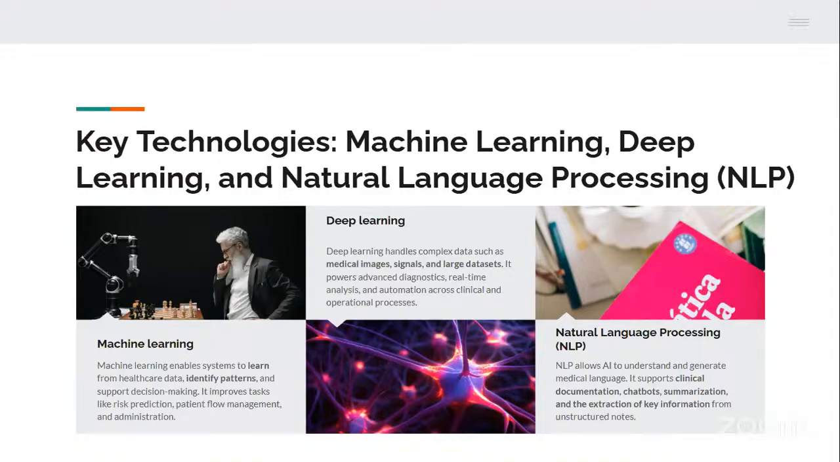Next is NLP. NLP, natural language processing, allows AI to understand and generate medical language. It can support chatbots, or summarize and extract key information from doctors' notes, and then explain it to patients in human-readable words, not medical terms, but ordinary person terms. So here NLP plays a major role.